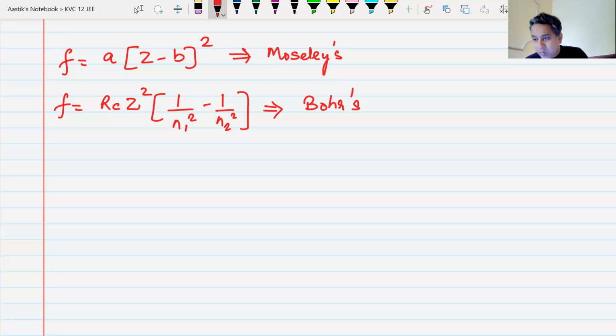Now if I compare, what do I see? The place of this Z square has been taken by this (Z minus B) square. Therefore, this Z minus B is known as the effective atomic number. Do we understand this?